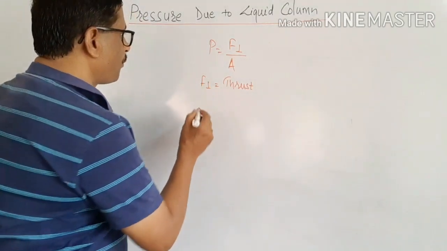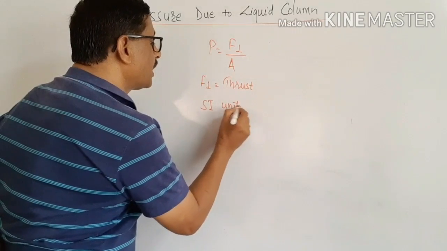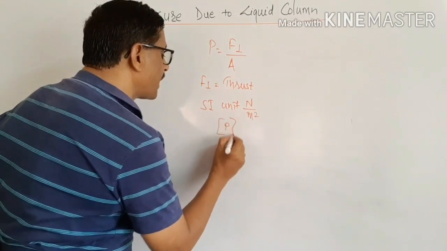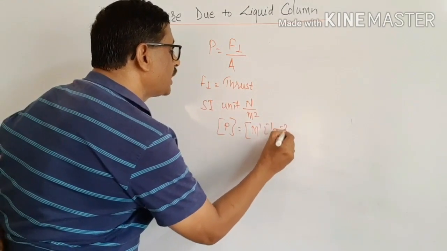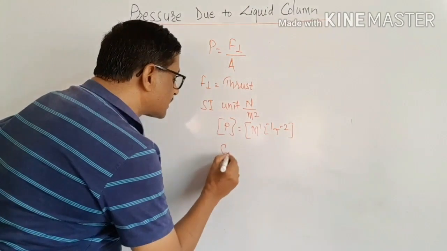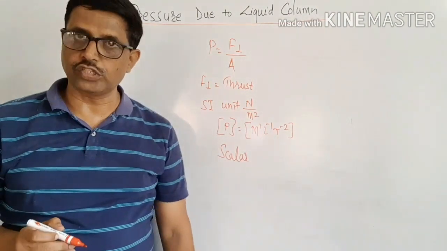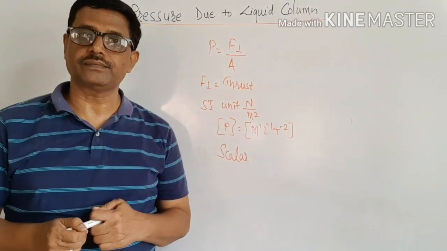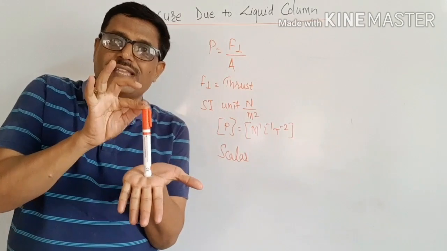SI unit of pressure is Newton per meter square. The dimensions of pressure are M1, L-1, T-2. Pressure is a scalar quantity because in pressure the force is always perpendicular to the surface area.